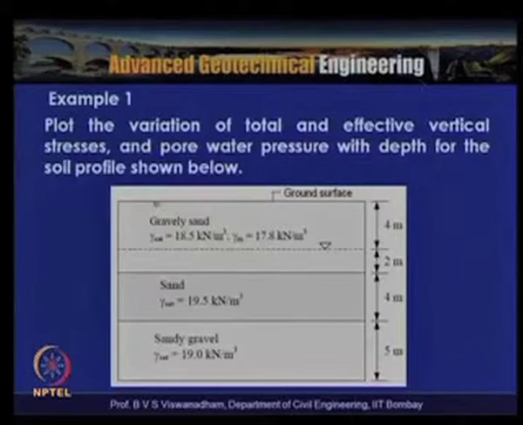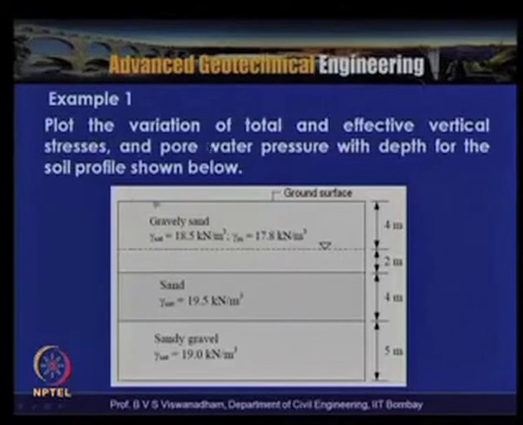So here is a soil strata which is shown in this slide, where you have got gravelly sand. Gamma sat is 18.5 kilonewton per meter cube. Gamma m, that is the gamma bulk, is 17.8 kilonewton per meter cube, and this depth is 4 meters, and this depth below the water table is 2 meters up to the top surface of the sand layer. Sand layer gamma sat is 19.5 kilonewton per meter cube. Sandy gravel gamma sat is equal to 19 kilonewton per meter cube, and the depth is 5 meters. So we have a strata of 4 plus 2, 6, 6 plus 4 10, 10 plus 5 15 meters.